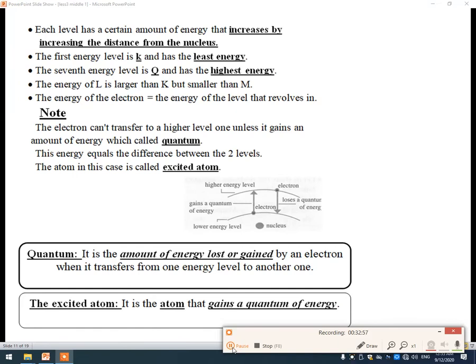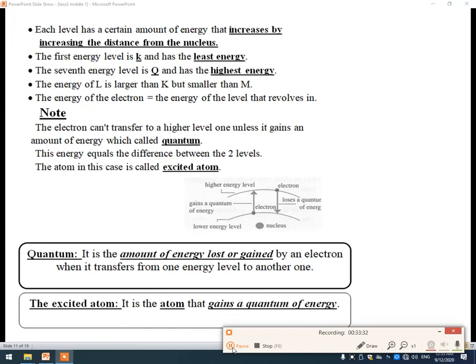And if, for example, Ahmed is an electron and he has energy 10 joules, he will move in the energy level that has 10 joules. So you have to know that the energy of the electron equals the energy of the level that it revolves or rotates in. And take care, the electron can't transfer to a higher level.